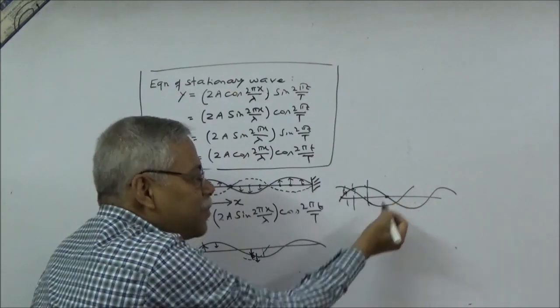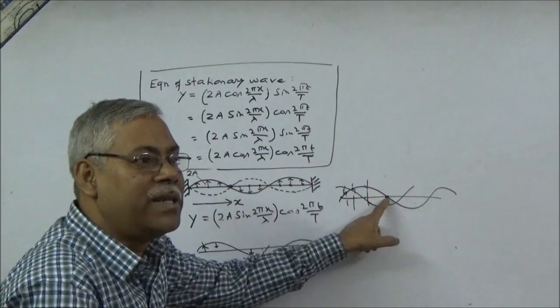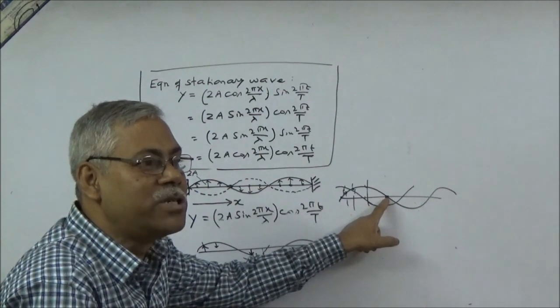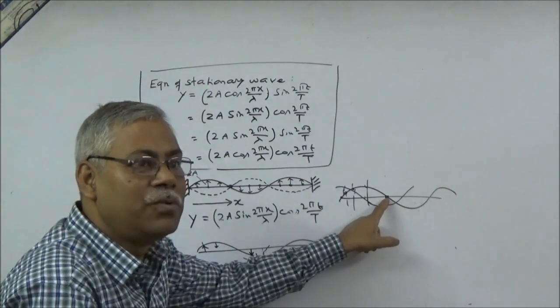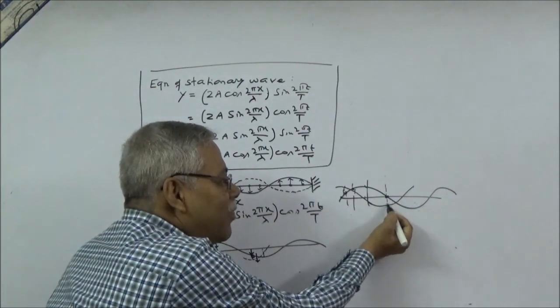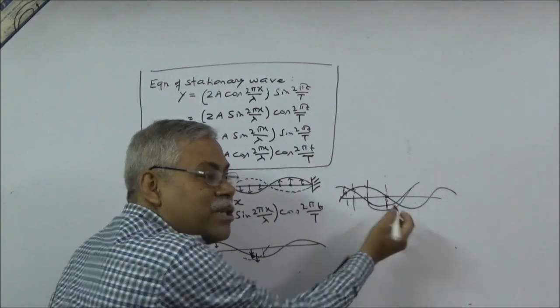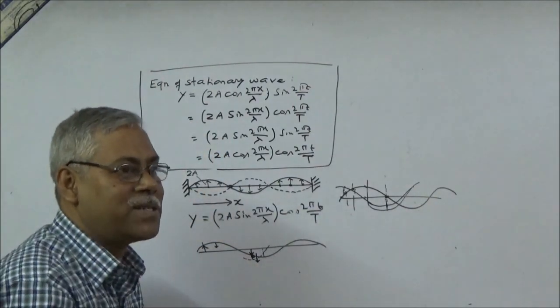So when you find this particle, we do not conclude that this particle is not vibrating or that its amplitude is 0. We cannot conclude that, because this is in motion. It is only a matter of time that this will reach the peak. There is a phase difference.